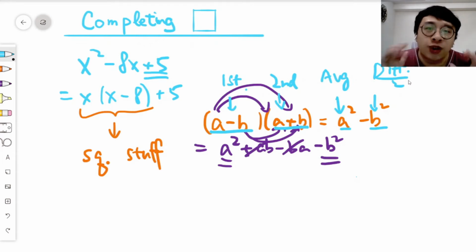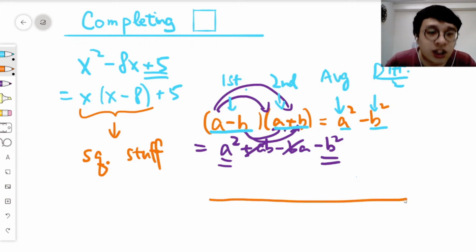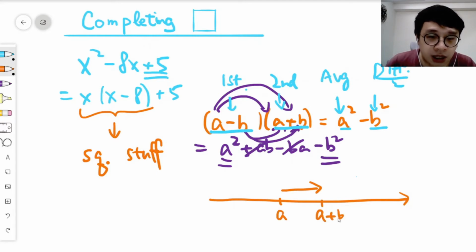But if you are not that familiar with the algebra stuff, I'll give you some visualization. I can visualize these four numbers with a number line. Let's start with a first. If I add b to this a, we move b units to the right, and we get a plus b. Move b units to the right. How about a minus b? We move b units to the left from a, and we get a minus b here.